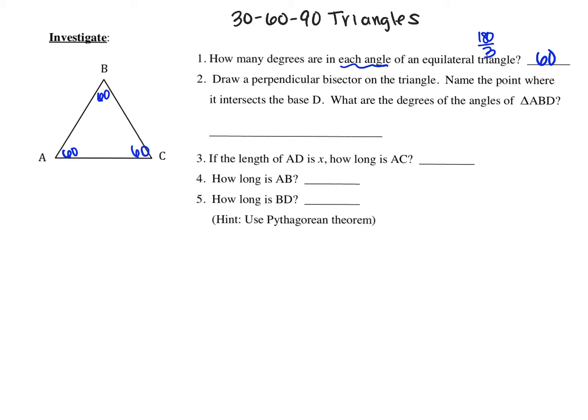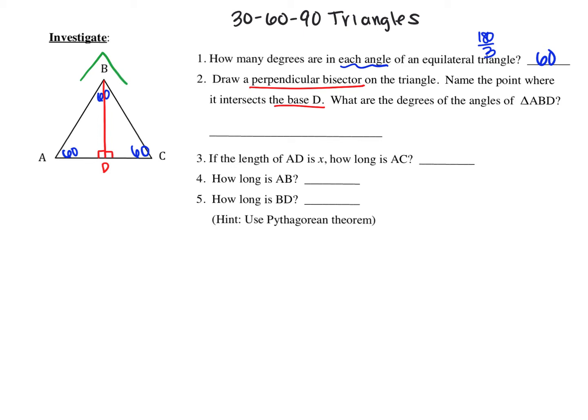Okay, number 2 says draw a perpendicular bisector on the triangle. Name the point where it intersects the base at D. Okay, so we're going to draw a perpendicular bisector and label that D. And then when we have perpendicular bisectors, that means that the angles on each side of that perpendicular bisector are going to be 90-degree angles. The perpendicular bisector is also bisecting the angle at the top, which is angle B, which was 60 degrees.